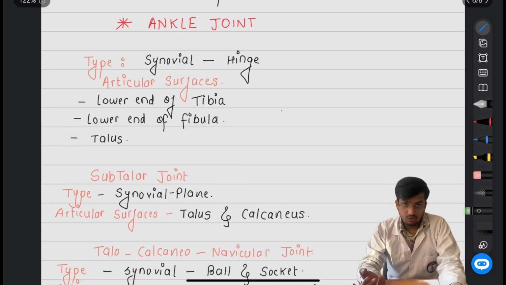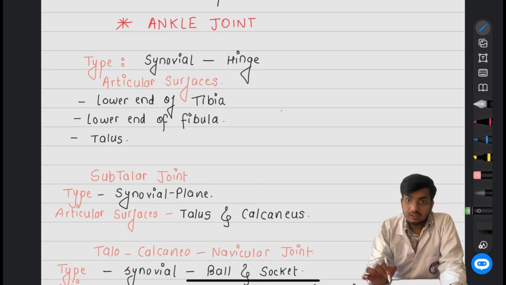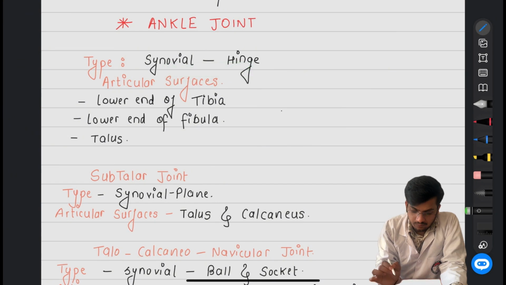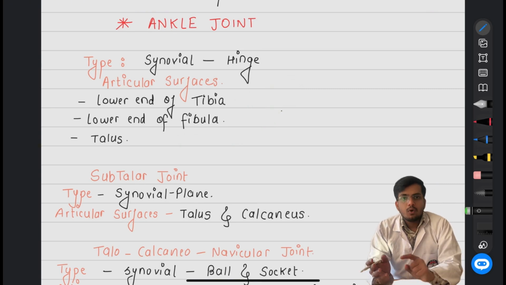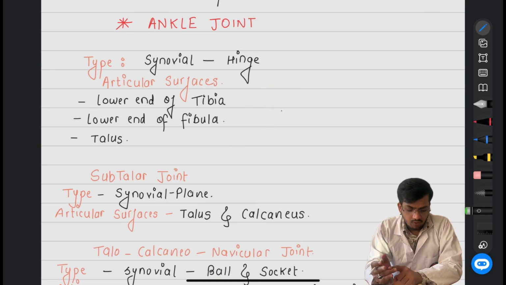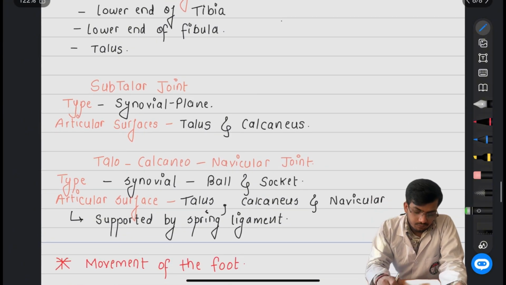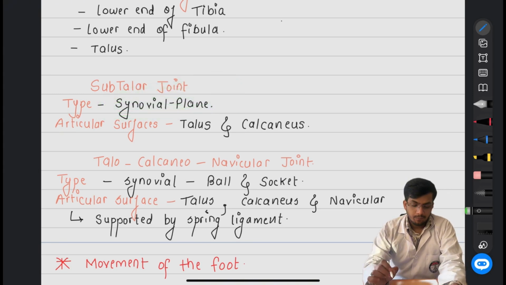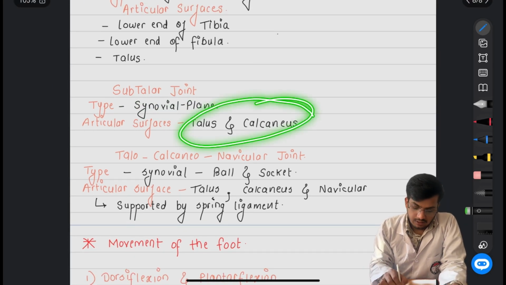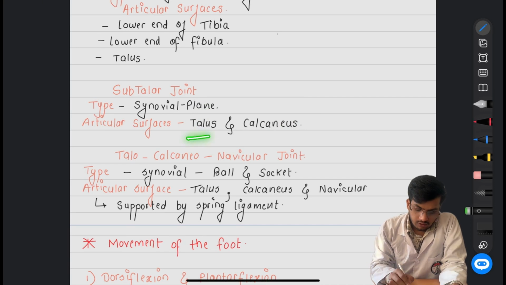Next, we have the ankle joint. The ankle joint is a type of synovial hinge joint. For the articular surface, we have the lower end of the tibia, the lower end of the fibula, and the talus. Then we have the subtalar joint. This joint is a type of synovial plane joint. For the articular surface, we have the talus bone and the calcaneus bone.